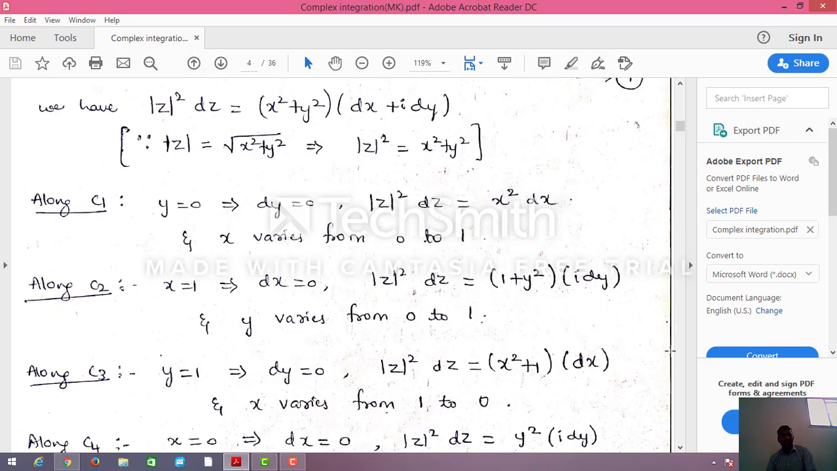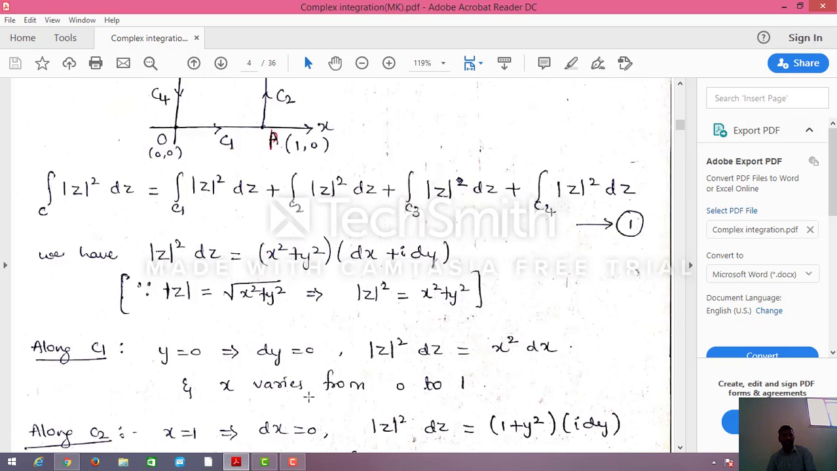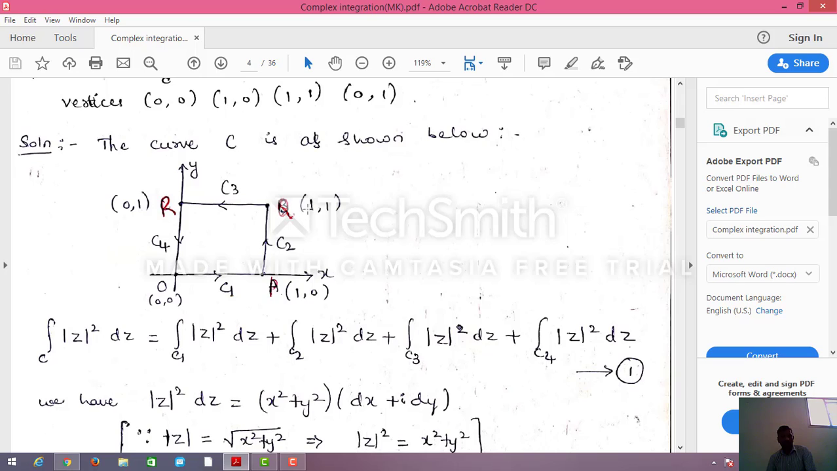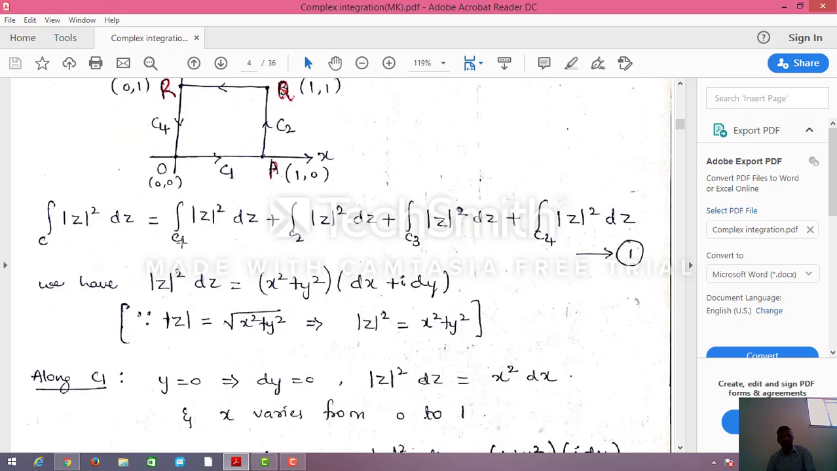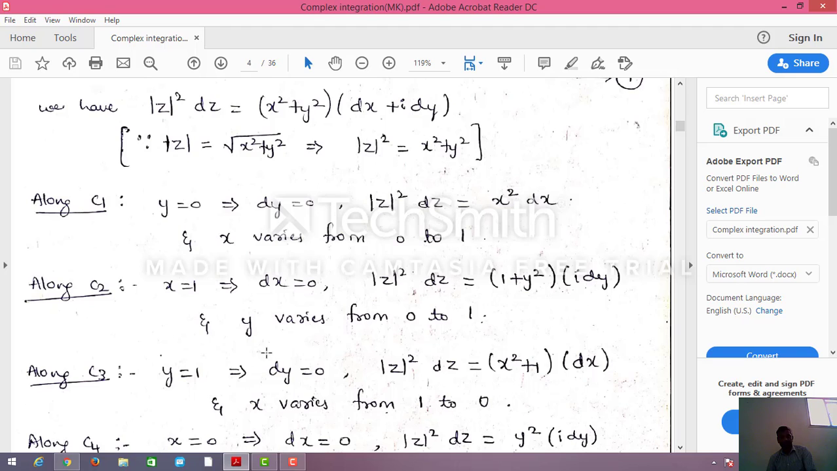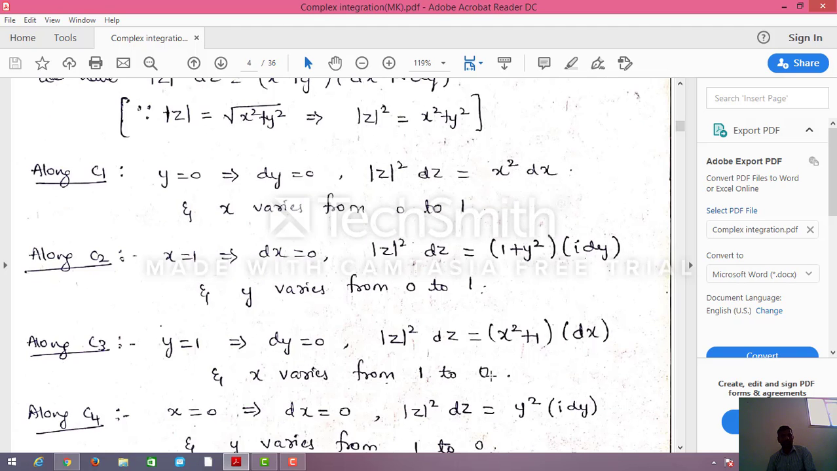Here see only the dx term remaining. Dy is 0 here. So that's why I'll take limits x varies from, in this direction, 1 to 0. So I'm taking along C3 from 1 to 0.